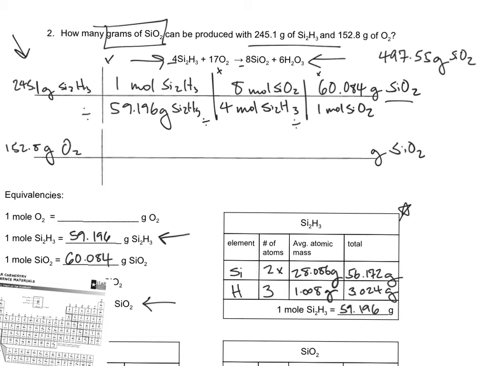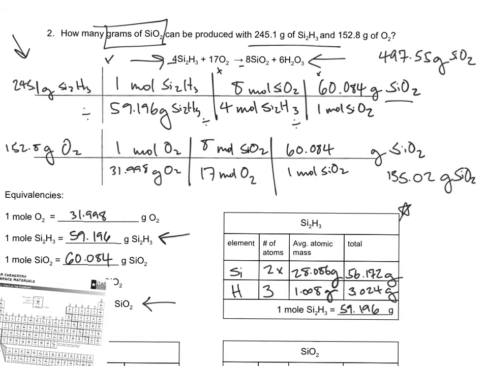Go ahead, pause the video, try to do this bottom chart for yourself. Once you're done, play the video and we'll see if you got the same thing. All right, you should have gotten 135.02 grams of SiO2 as your final answer there. If you didn't, go back, see what you did wrong, try to figure it out. If you got it right, let's move on.